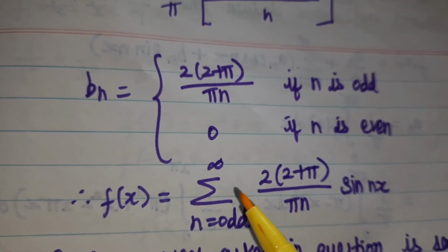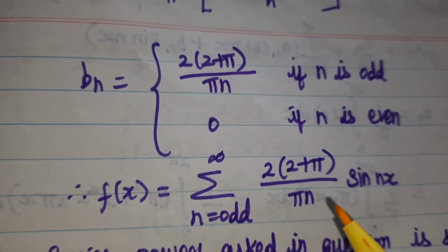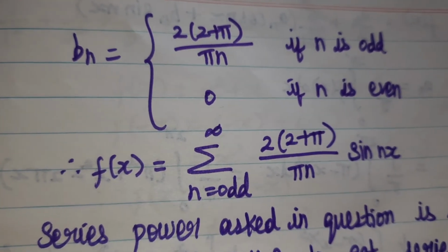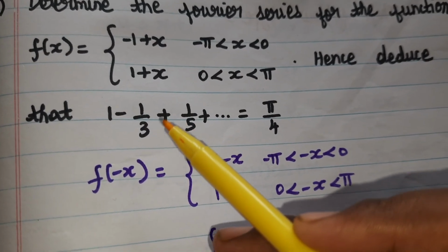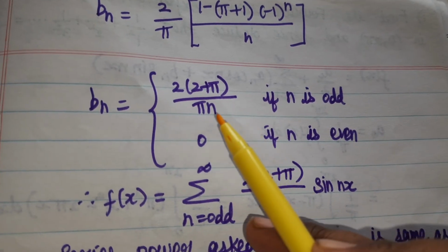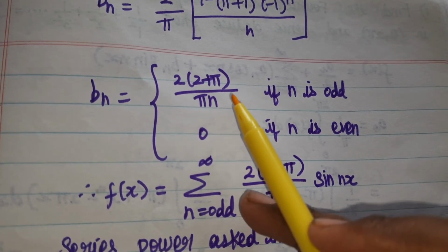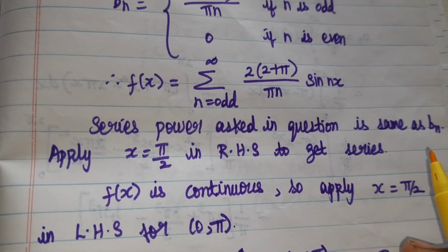So therefore f of x equal to summation of n is equal to odd to infinity 2 into 2 plus pi divided by pi n into sin nx. So here series power asked in the question is 1 by 1 power 1, 1 by 3 power 1. Therefore the series power is 1. And in bn the power is also n power 1. Therefore series power asked in the question is same as bn.